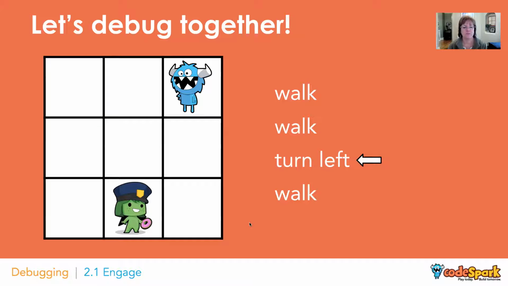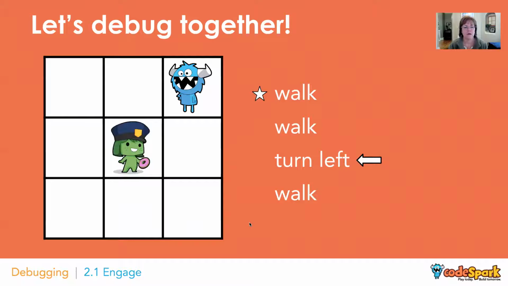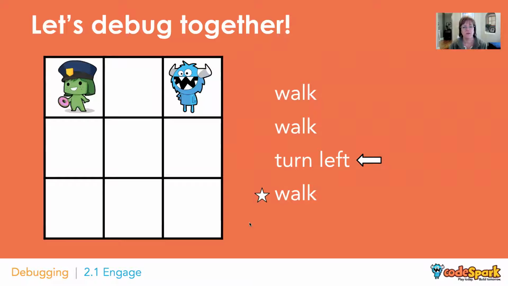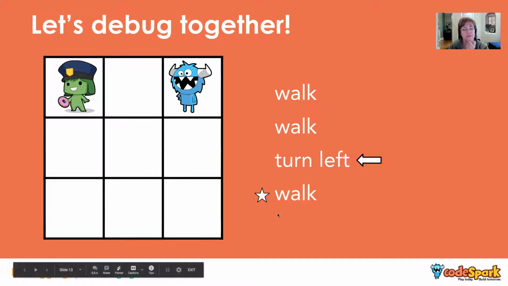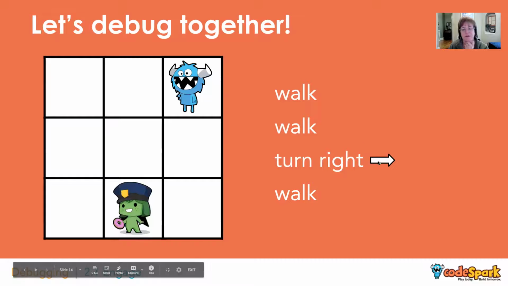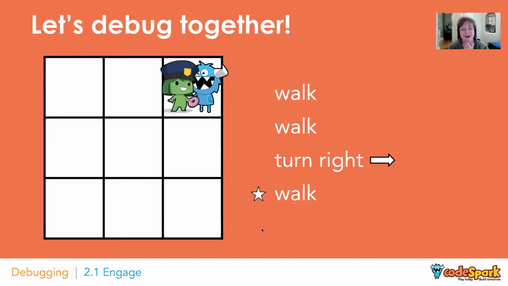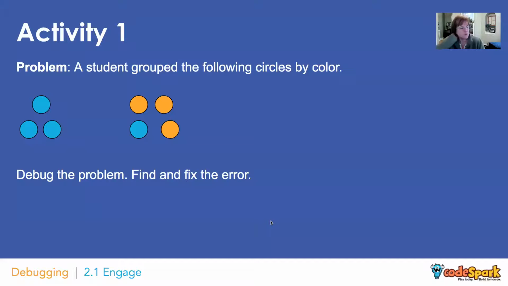Well, let's try it. Walk, walk, turn left. Uh-oh. Walk. Where is the bug? Did you say turn left? Right. I think she's supposed to turn right. Let's try it again. Walk, walk, turn right, walk. Yay, she got Glitch.